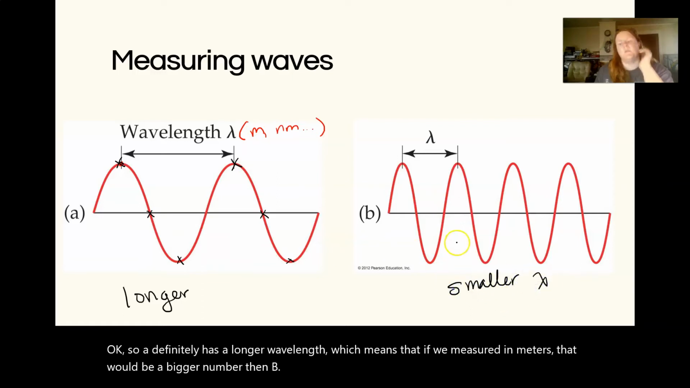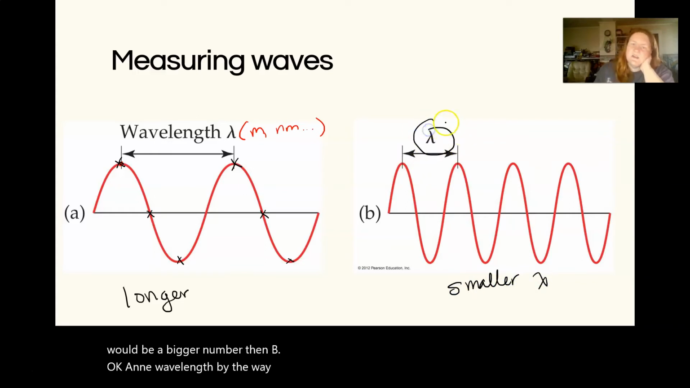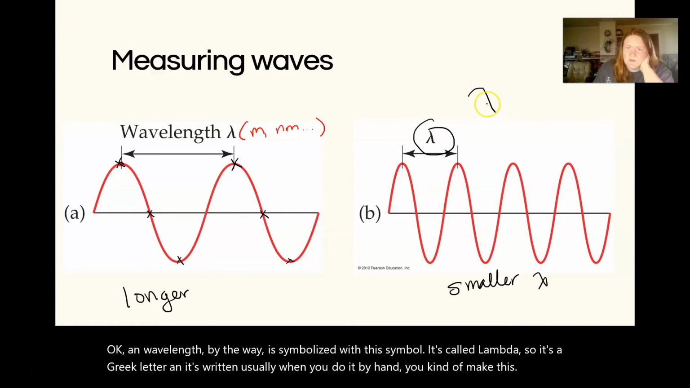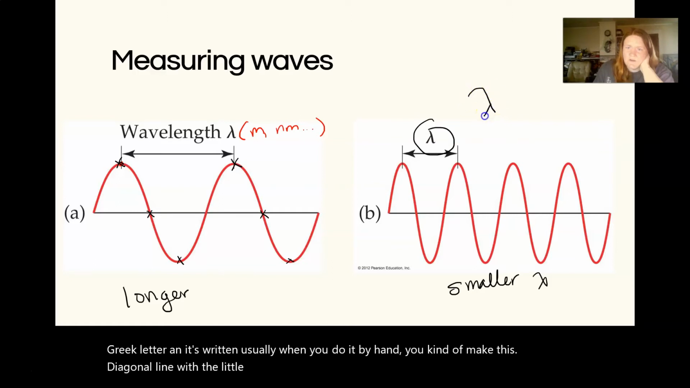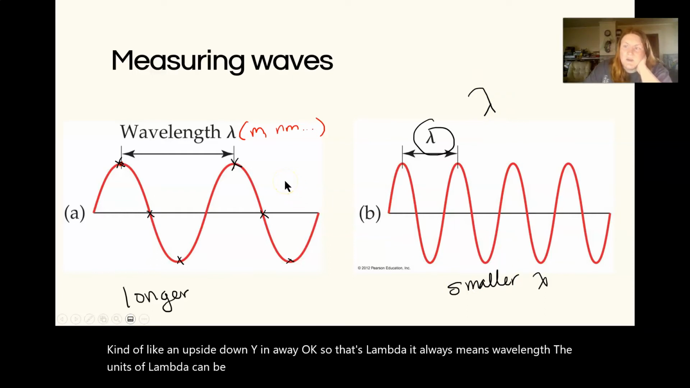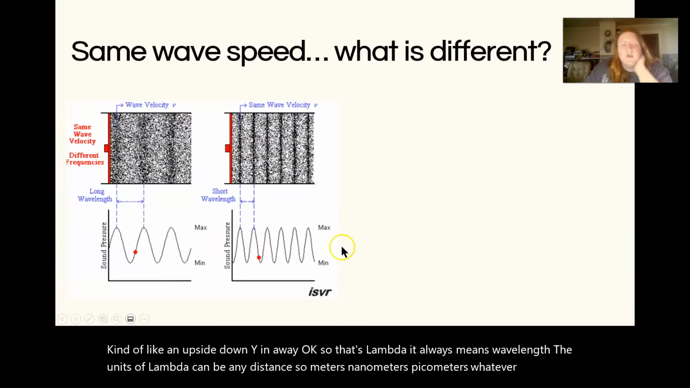Okay, and wavelength, by the way, is symbolized with this symbol. It's called lambda. So it's a Greek letter, and usually when you write it by hand, you make a diagonal line with a little hook on the end, and then a little shape like an upside down Y in a way. Okay, so that's lambda. It always means wavelength. The units of lambda can be any distance measurement, so meters, nanometers, picometers, whatever you need to use.